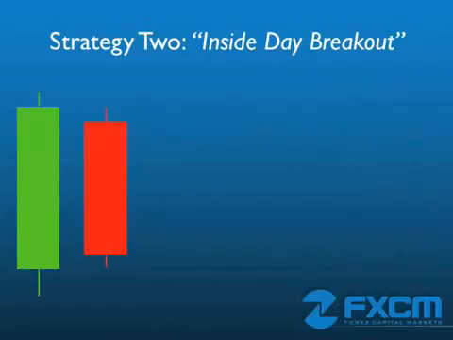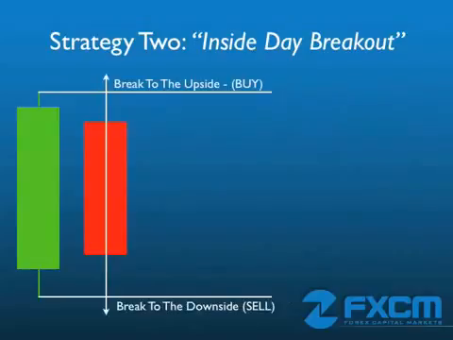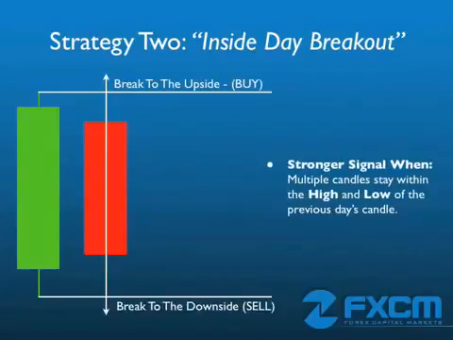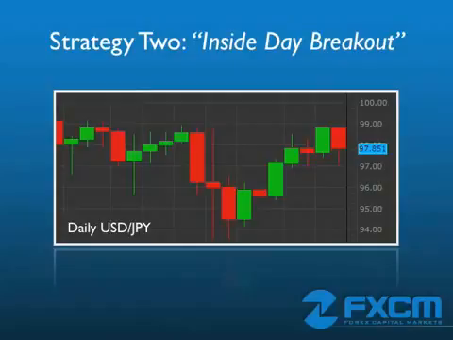When this candlestick pattern emerges, traders will look to buy 1 pip above the high of this candle, or to sell 1 pip below the low of this candle, in expectation that the price will break out of the previous high and low. The strategy becomes even more reliable when you have 2 or more candlesticks that establish this condition. Here are 2 consecutive candles that meet this condition. And here are 3 consecutive candles that meet this condition. To see how this strategy can be applied, let's take a look at the inside day breakout play I traded a few months back on the dollar-yen.